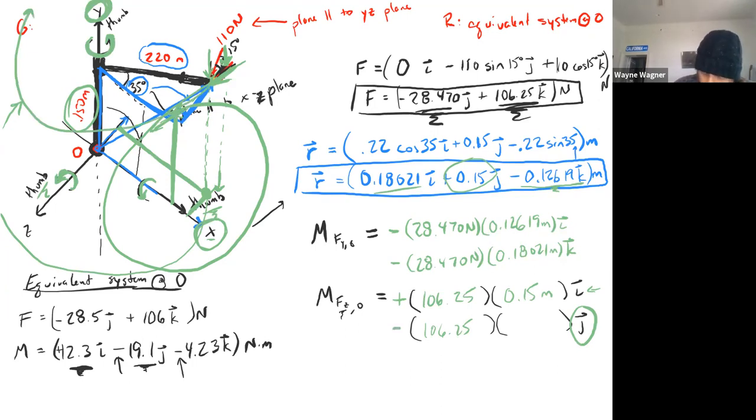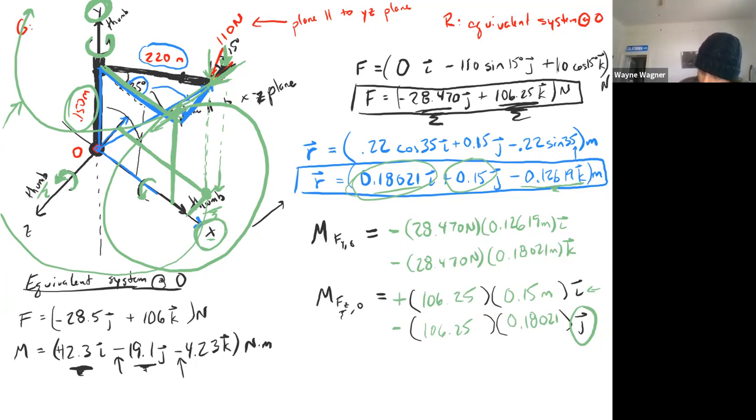And then we just need to figure out the distance. And that is this distance going out here. If we extend this force out, and again, we know that distance, and that distance is this one right here. So 0.18021. And we would add both of these up to get the net effect.